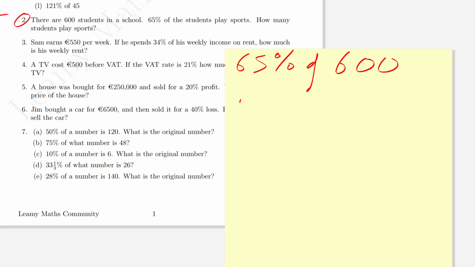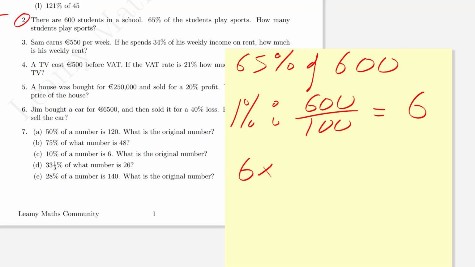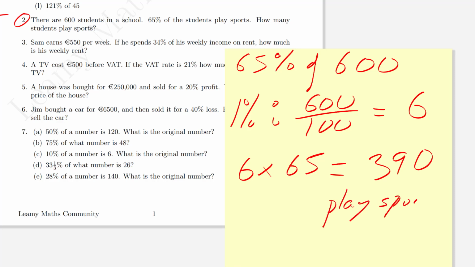play sports. So once again, 1% first of all. That's going to be 600 divided by 100, which is 6. So 1% is 6. So then 6 times 65 will give me what 65% is. So the answer here is 390. So 390 people play sports, because 390 is 65% of 600.